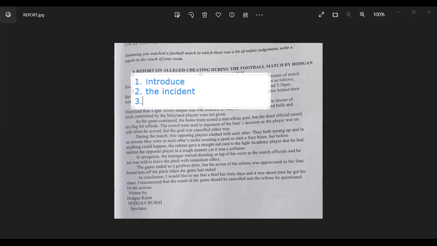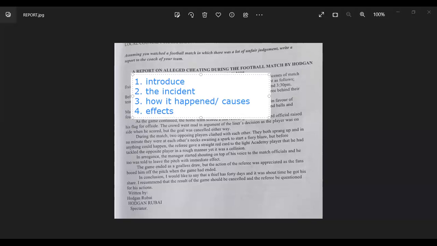Then paragraph 3 tells us mainly how it happened. Then this can also take on the causes, how it started and all that. The causes of that particular incident. What do you think as a witness? Then paragraph 4 can tell us the effects.